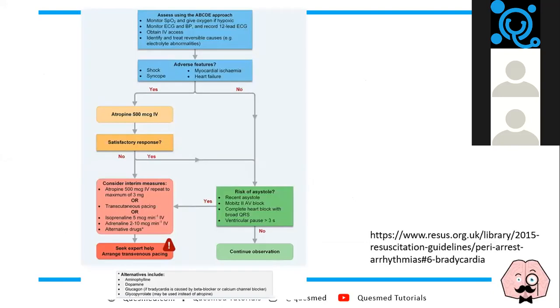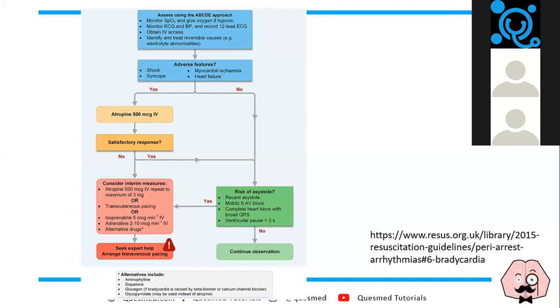So thinking about the ALS algorithm for bradycardias. Obviously we always start with our A to E approach, we're trying IV access and bloods, treating any reversible causes, and then we come on to the HISS: are there any adverse features of heart failure, ischemia, shock and syncope? If there aren't, then you think about, is there a risk of this arrhythmia developing into something else? So is there a risk that this might develop into complete heart block, which is a clinical emergency? And if there isn't, then you can think about observing the patient and maybe admission to see if they do deteriorate and might need input, or whether there's a reversible cause that's later identified on blood tests or chest X-ray.